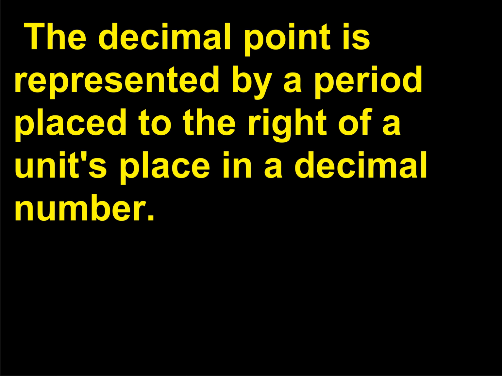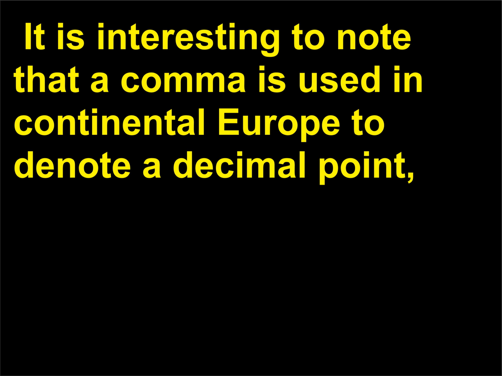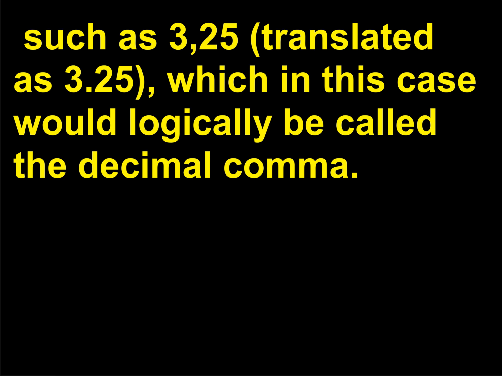The decimal point is represented by a period placed to the right of a unit's place in a decimal number. It is interesting to note that a comma is used in continental Europe to denote a decimal point, such as 3,25, translated as 3.25, which in this case would logically be called the decimal comma.